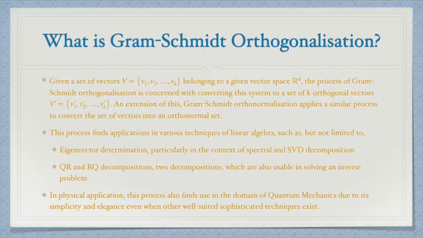In physical applications, we find that in quantum mechanics, one of the most preferable methods to orthogonalize a system is Gram-Schmidt orthogonalization. This is despite the fact that there do exist multiple other techniques which are much more sophisticated. However, the preference towards the Gram-Schmidt process arises due to its simplicity and elegance in terms of both intuition and process.